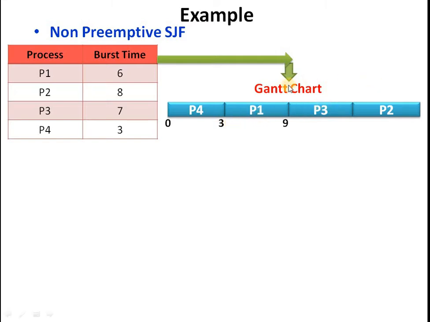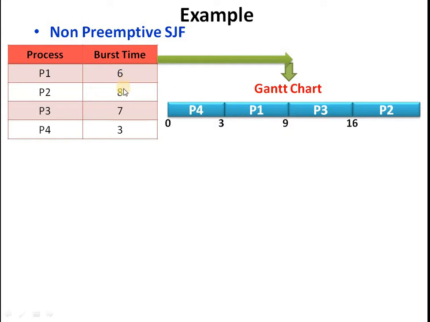time of P1. So P3 is waiting for 9 milliseconds and P3 requires 7 milliseconds for the execution. So 9 plus 7 is 16 milliseconds, it is the turnaround time of P3. So 16 is the waiting time of P2, and last P2 is executed.